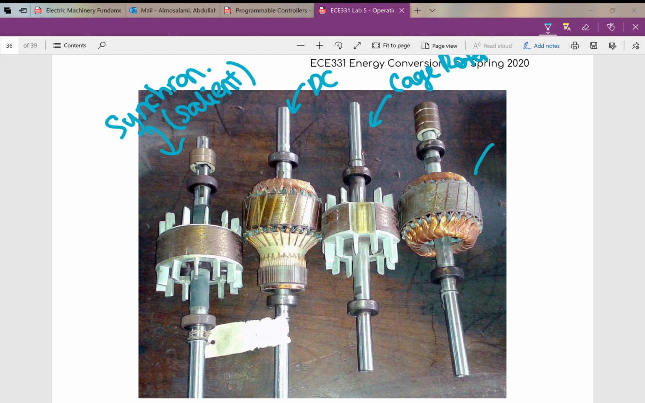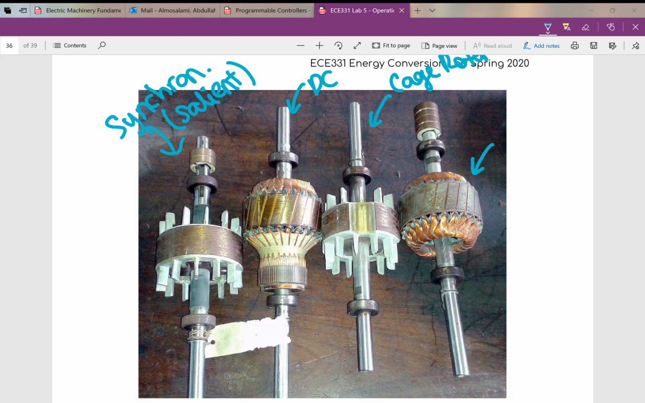Finally, this is the wound induction rotor, and you can come to this by seeing that this is the only one left. Okay, these are all different rotors, and this is the only one left. The only thing we haven't mentioned is the wound induction rotor. So that's one way you can see this.